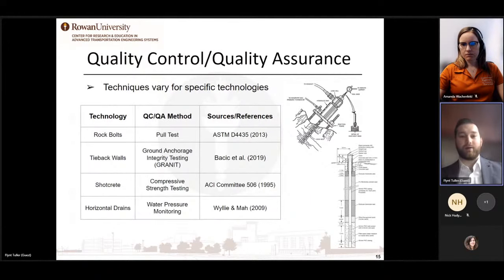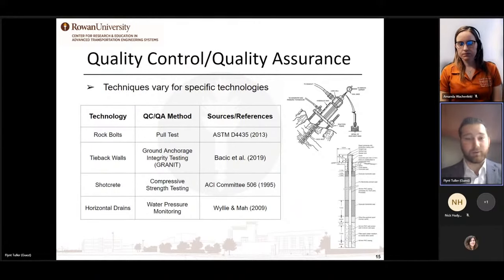Now, moving into the quality control, quality assurance section, all of these different technologies have different QC/QA methods, and some of them are standard specifications that are accepted everywhere. Some of them are very much theoretical that are hoping to be standardized at some point. I'll start with our rock bolts. Like I said in the past, this is kind of the gold standard. It's been around for a while. So they have the pull test, which is an ASTM standard from 2013. This is something that you can reliably use, and everyone follows the same guide.